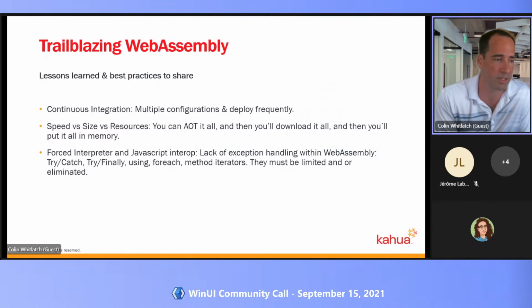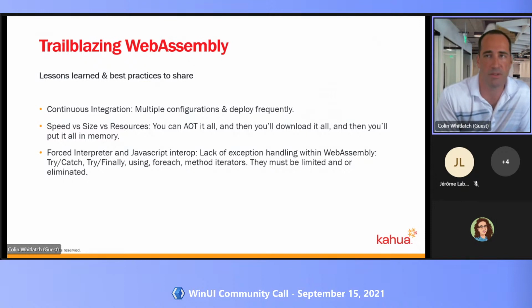We use something called profile guided AOT, so we can pick and choose what we want. We do the hotspots, and things that just don't need to be fast, we don't have to make AOT, they can stay interpreted. And lastly, because we're trailblazing some of these things, we're working with WASM, and the current version of WASM does not have support for try catch, try finally.